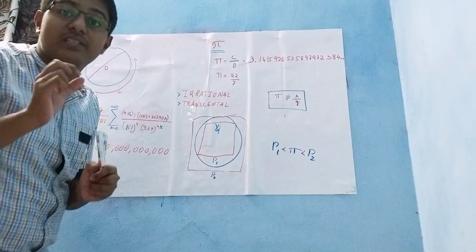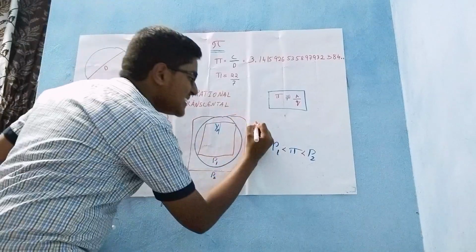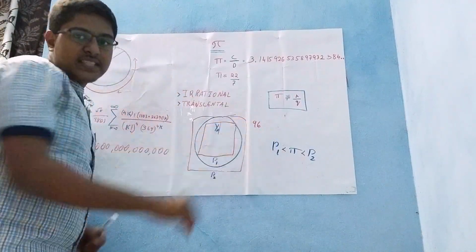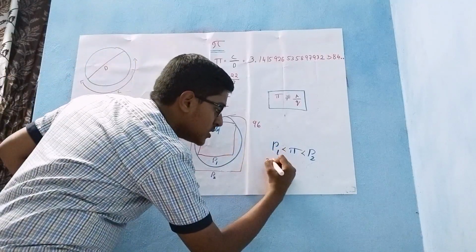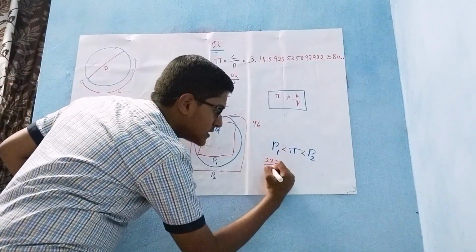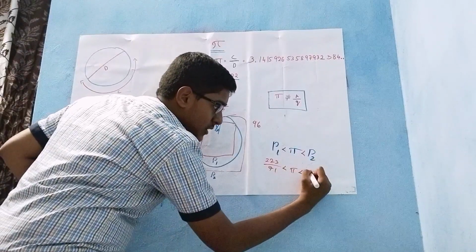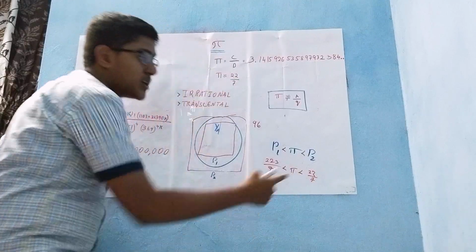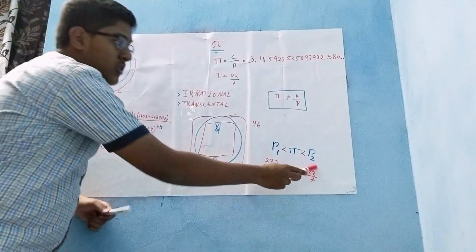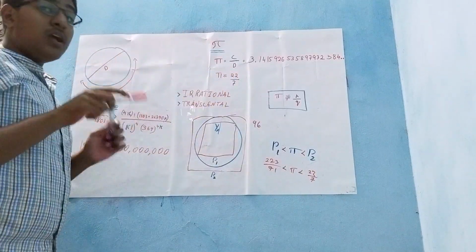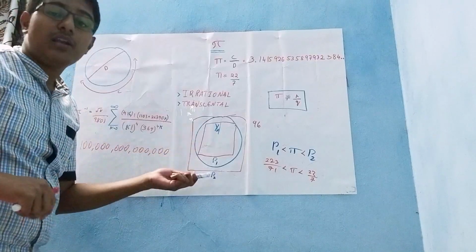Do you know Archimedes? He was a philosopher and mathematician. He calculated pi using a 96-sided polygon. Do you know what his approximation was? It was 223/71 is lesser than pi, and pi is lesser than 22/7. It was a very great approximation, and we use it today also as an approximation of pi. Several Indian and Chinese mathematicians also calculated pi using this polygonal method.